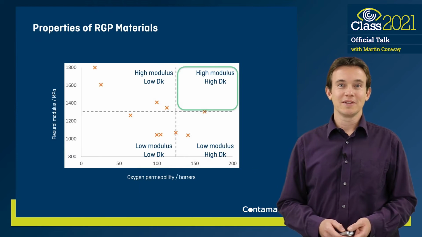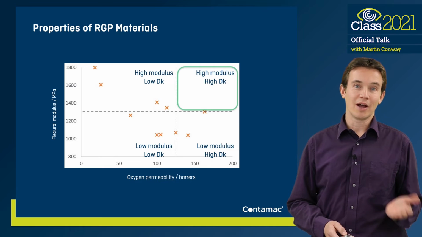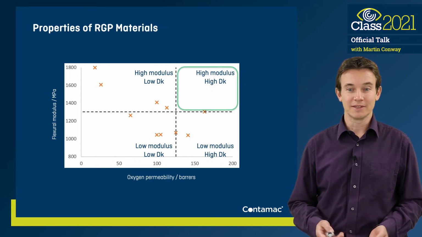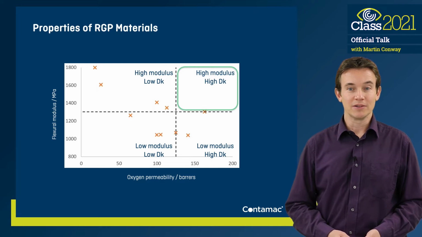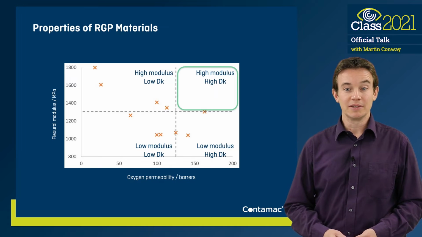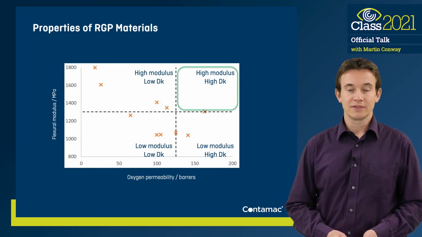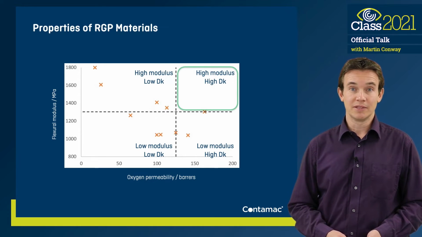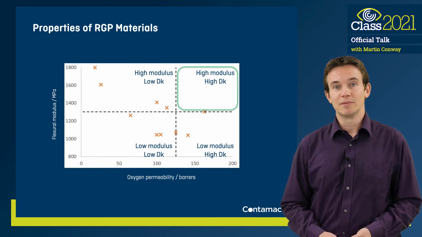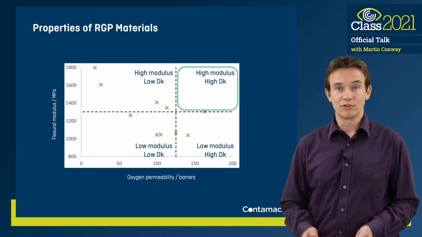Okay, so we knew that this combination of high modulus and high Dk was going to be ideal for both scleral and ortho-K modalities. The question we asked at Contamac was, were there any existing RGP materials which already had this combination of properties? So this graph shows data for common RGP materials, which we've collected in-house at Contamac. It's not important which material is which, it's really just looking at general trends here.